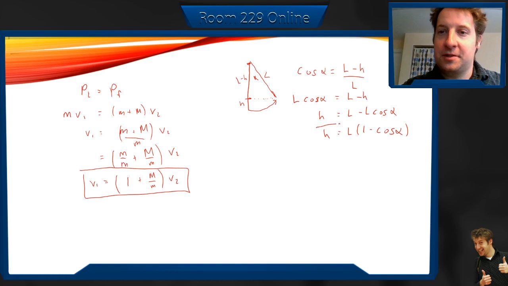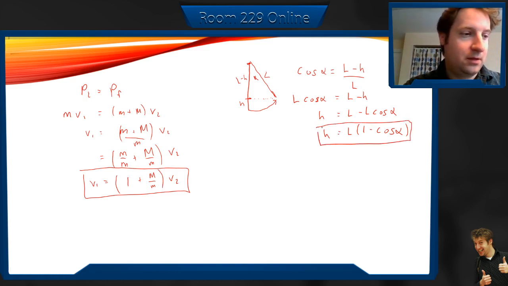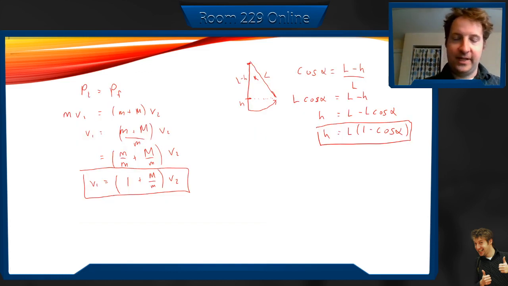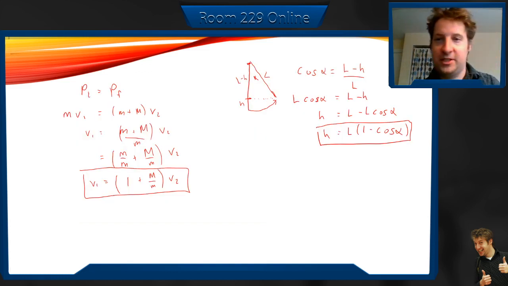Right, so there's another expression: h is equal to L times (1 minus cosine alpha). So that's what we see here, right? We have that 1 minus cosine alpha, that's what we want. So we're getting somewhere, right? I have an expression here for V1 as V2.